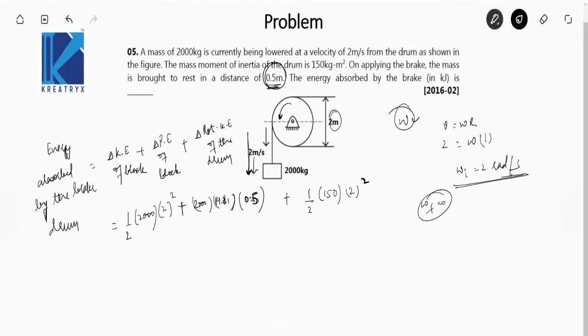When you solve it, this will be 4000, plus 9810, plus 300 joule. So that implies 14110 joule, and you have to find the energy absorbed by the brake in kilojoule. Before filling the answer here, always see whether you have to put the answer in joules or kilojoules or whatever the units. Do confirm the units before putting the value. So this is 14.11 kilojoule. So 14.11 kilojoule, this is the answer.